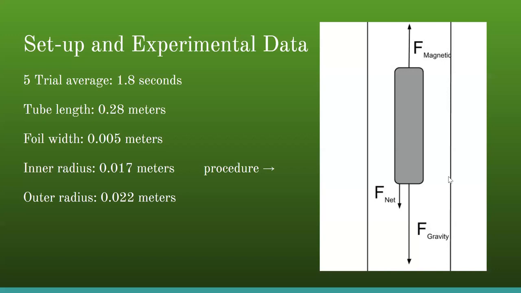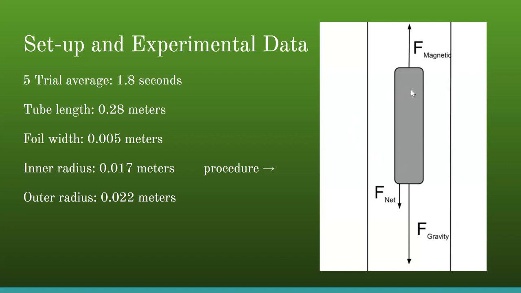So, the setup and the experimental data. The setup was literally as shown on the right-hand side of the screen: putting a bar magnet through an aluminum tube. I did this 5 times, and the average was 1.8 seconds.